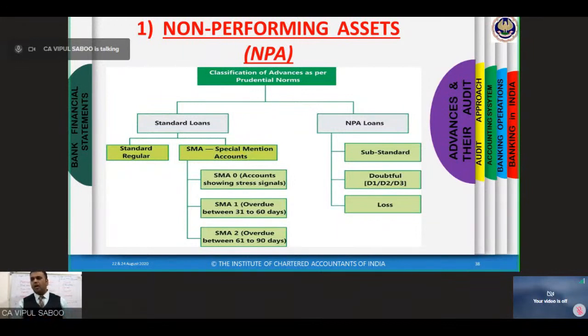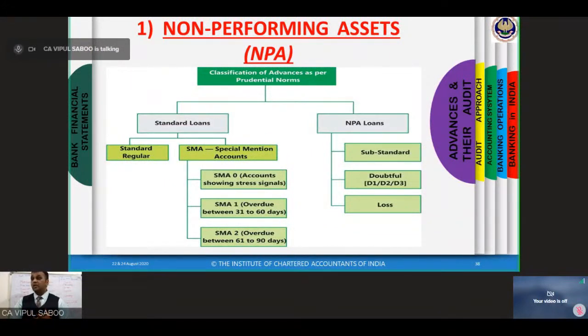There is no irregularity. Or if there is any irregularity, that was for a shorter period of time, or once or twice, that is it. Fine. Now standard loans, we have regular accounts and we have special mention accounts. What are special mention accounts? When a chartered accountant goes to audit the books of a bank, he has to report upon special mention accounts. The accounts which start showing some irregularities.